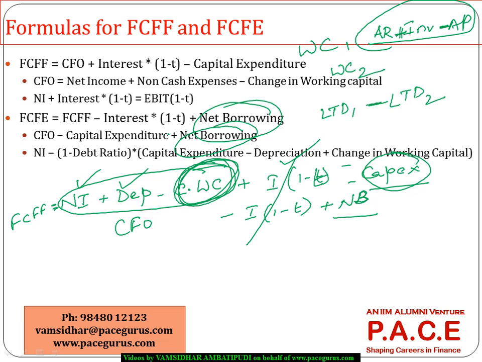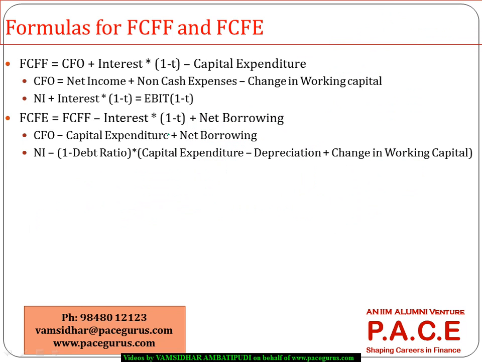Another aspect to look at in this case is this FCFE formula. I am trying to bring out a slightly different version of FCFE. So when I take FCFF first, net income plus depreciation minus change in working capital plus interest into 1 minus T minus capital expenditure, that is FCFF.